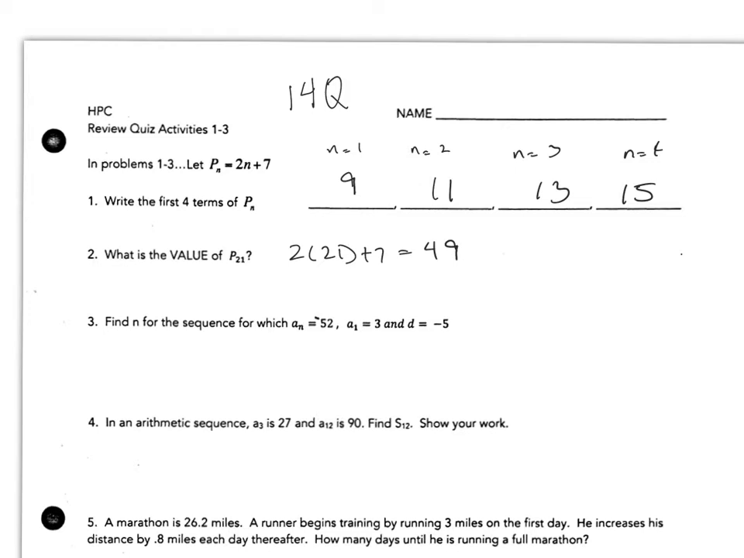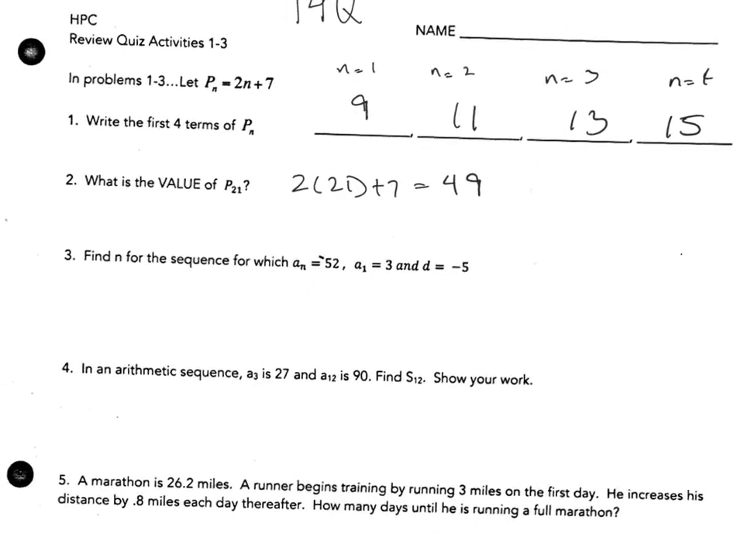Now this is a negative 52 here. Hopefully your paper's fixed. It says we're trying to find what term number negative 52 is. You, of course, could just start at negative 3 or at 3 and just keep subtracting 5 and keep track of how many times it takes you to get there. Or you could use the formula. You'll be given all the formulas.